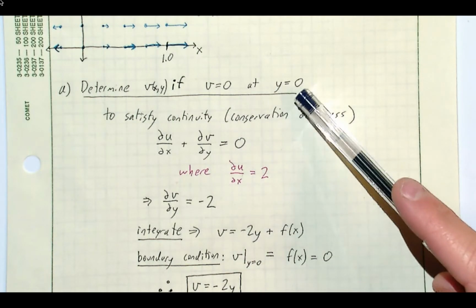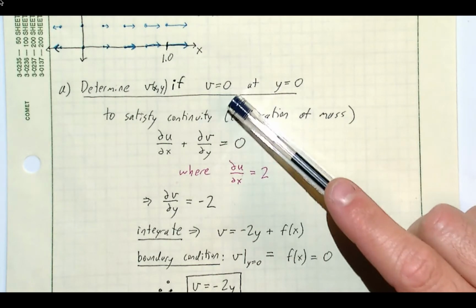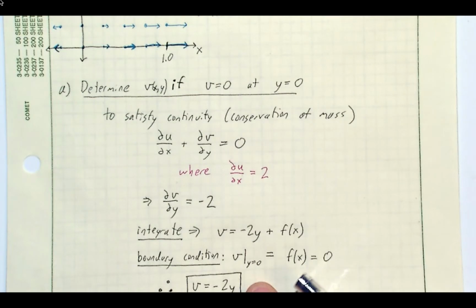Now here comes our boundary condition. We're given that at y equals 0, our y velocity v is 0. So plug that in, we expect to get 0 when we plug in y equals 0, therefore f of x must be equal to 0. Okay?